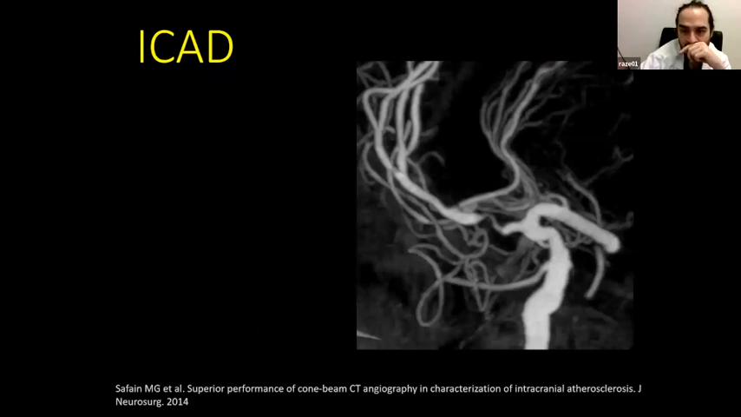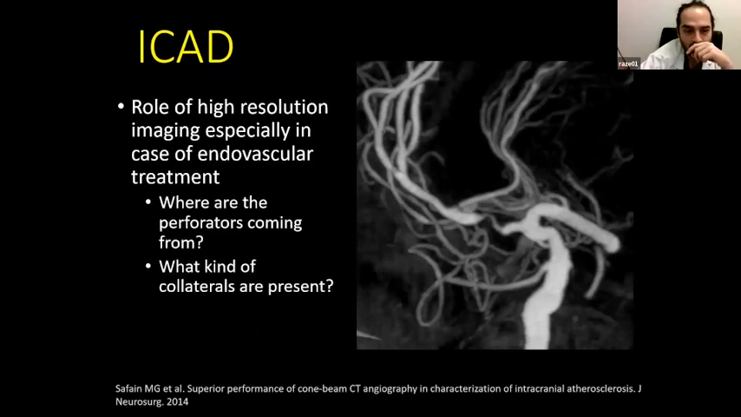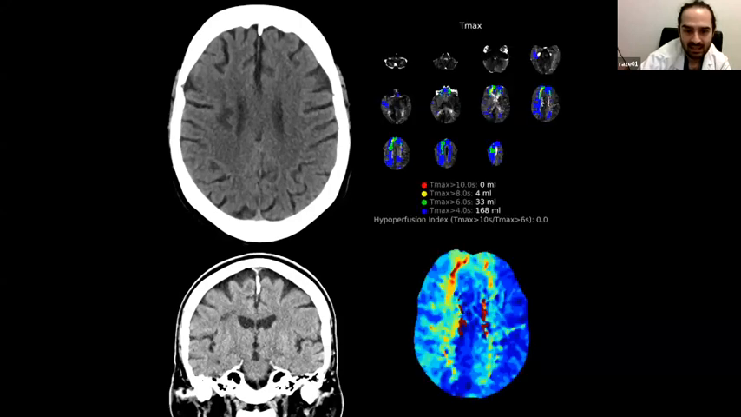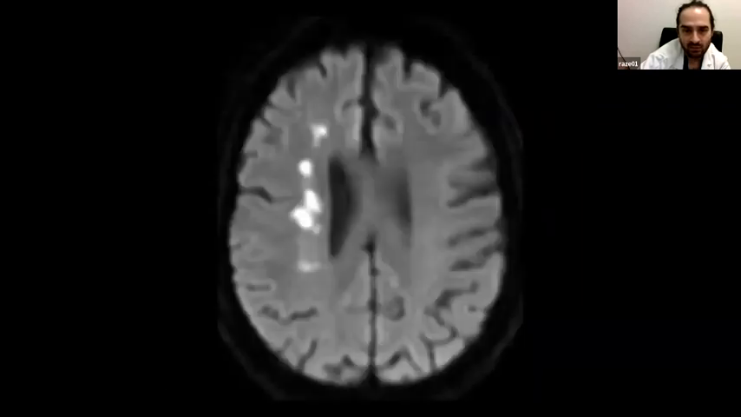For ICAD, I want to show you one example specifically, because it can be important to understand where the perforators are coming from and what kind of collaterals are present. This is a patient with a chronic left ICA occlusion, but also with right-sided hypoperfusion. You see these infarcts on the right side, with delayed filling in the right MCA territory. You do an MRI, and she has indeed acute infarcts here.